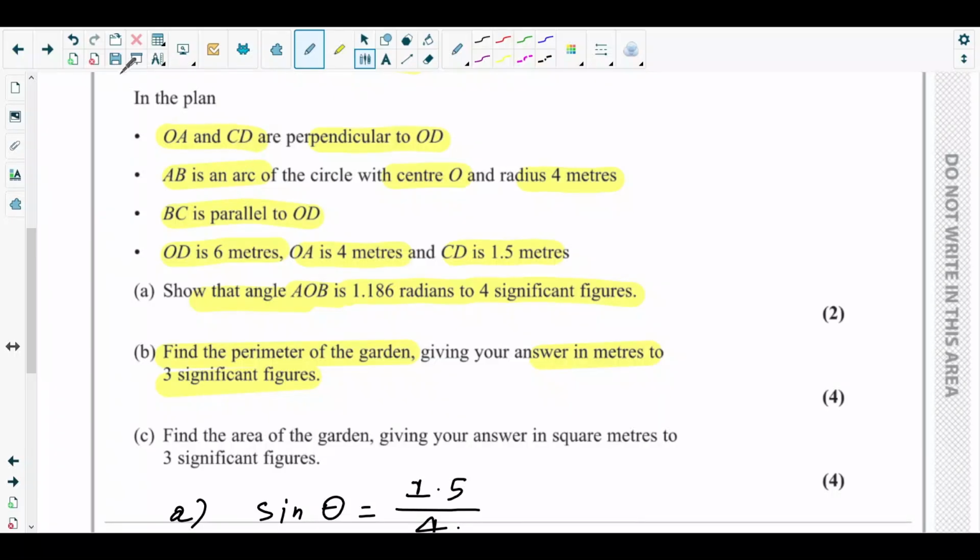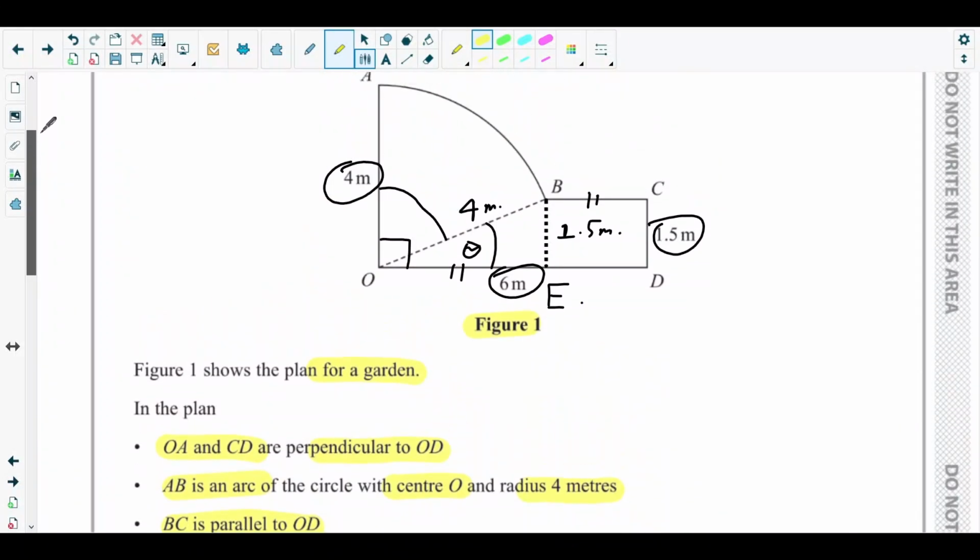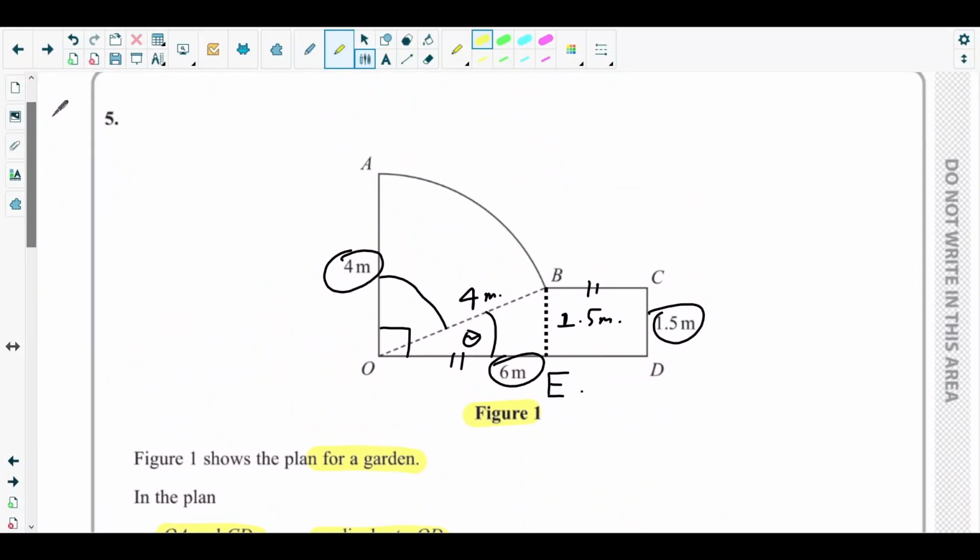Next is part C. In part C, the question is asking to find the area of the garden, giving your answer in square meters to three significant figures. So in part C, they are asking to find out the area of the garden. Let's see the shape of the garden.